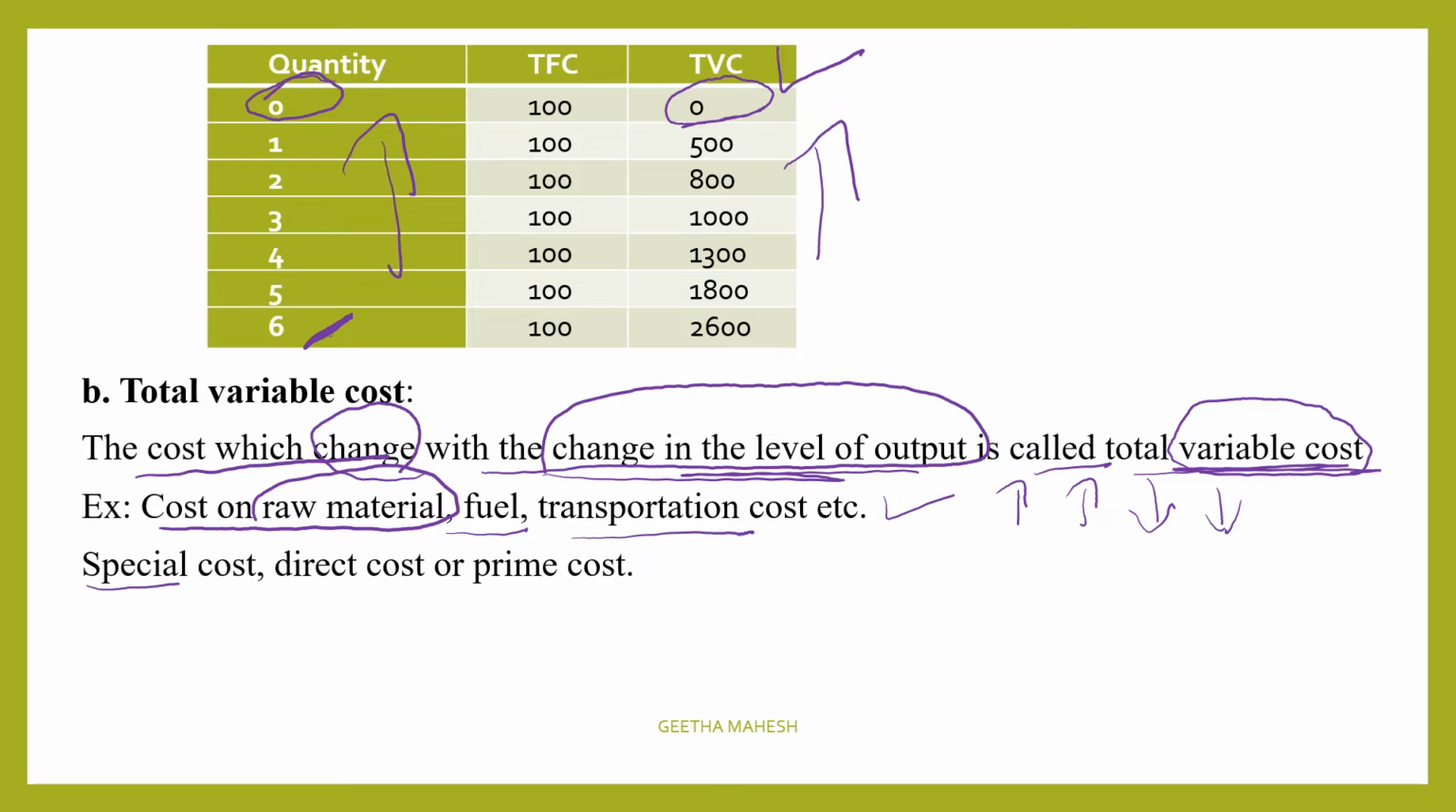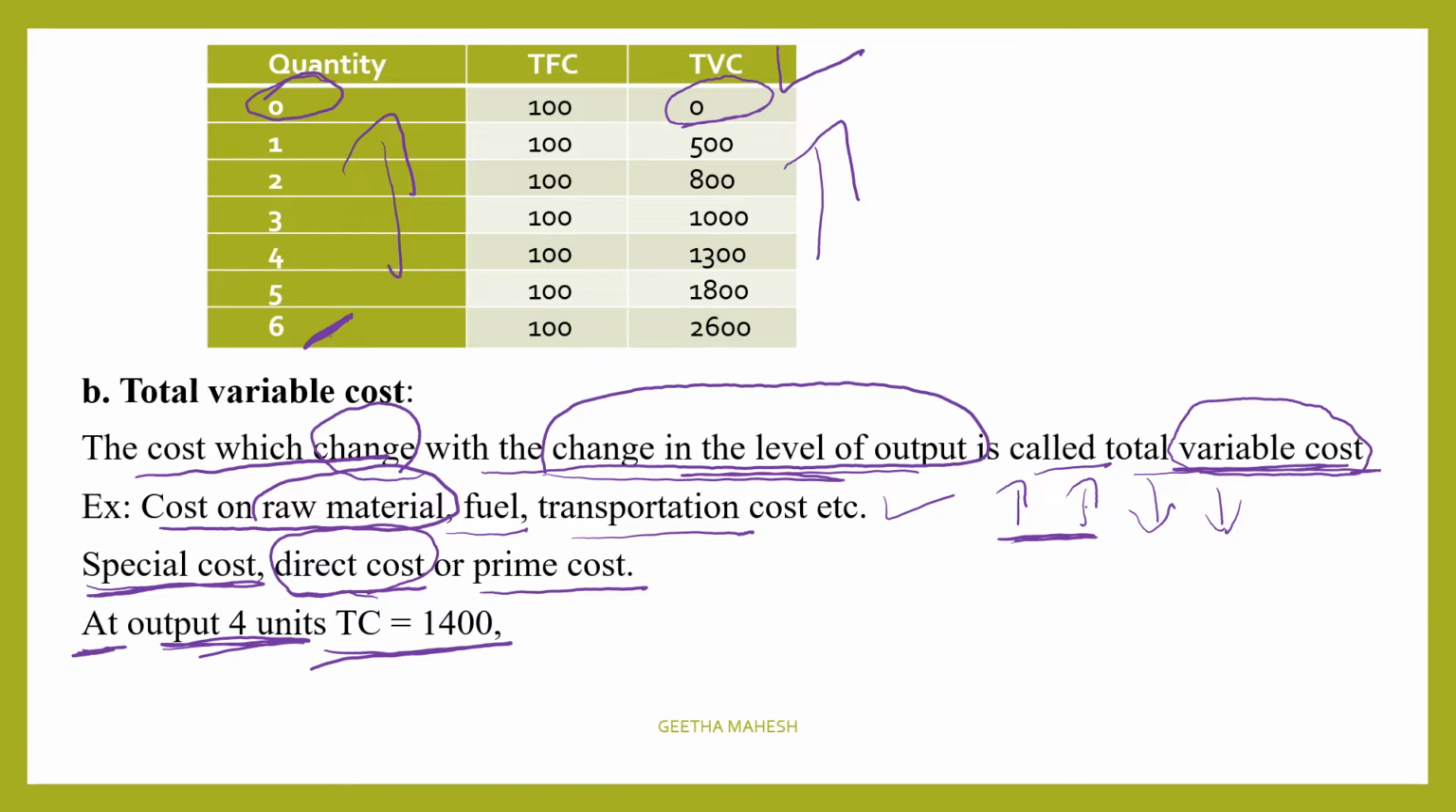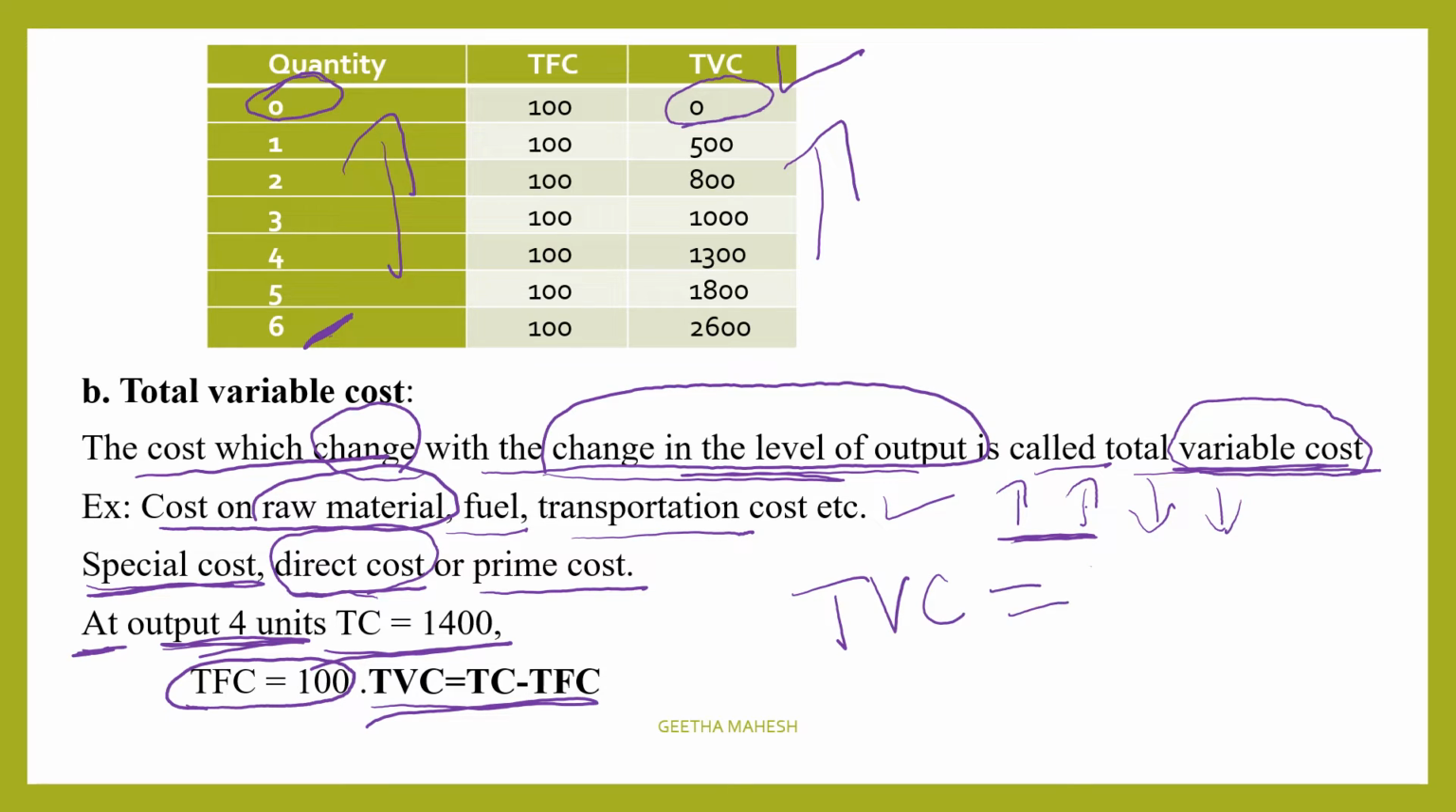And this total variable cost is also called special cost or direct cost or prime cost. It is called direct cost as there is a direct relationship between quantity and the variable cost. Let us assume that to produce 4 units of output, total cost is 1400 and total fixed cost is 100. What is the formula to calculate the total variable cost? Total variable cost is equal to total cost minus total fixed cost.